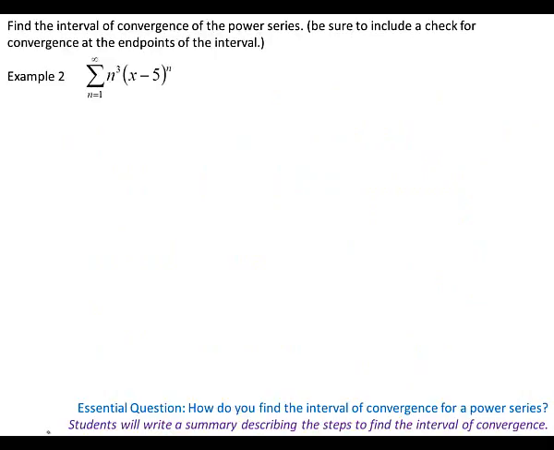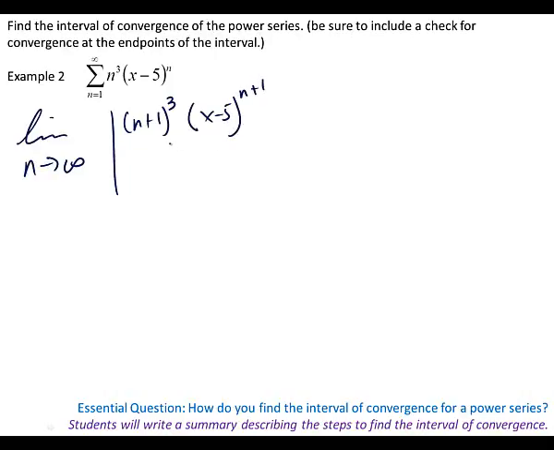We're supposed to do the ratio test first, so what are we supposed to sub in? N plus 1. And we're subbing in for the n, not the x. So the limit as n approaches infinity of the absolute value of (n plus 1) cubed times (x minus 5) to the n plus 1. Now this one, we're not going to have a complex fraction, so I'm just going to go ahead and put the original underneath. So n cubed times (x minus 5) to the n.